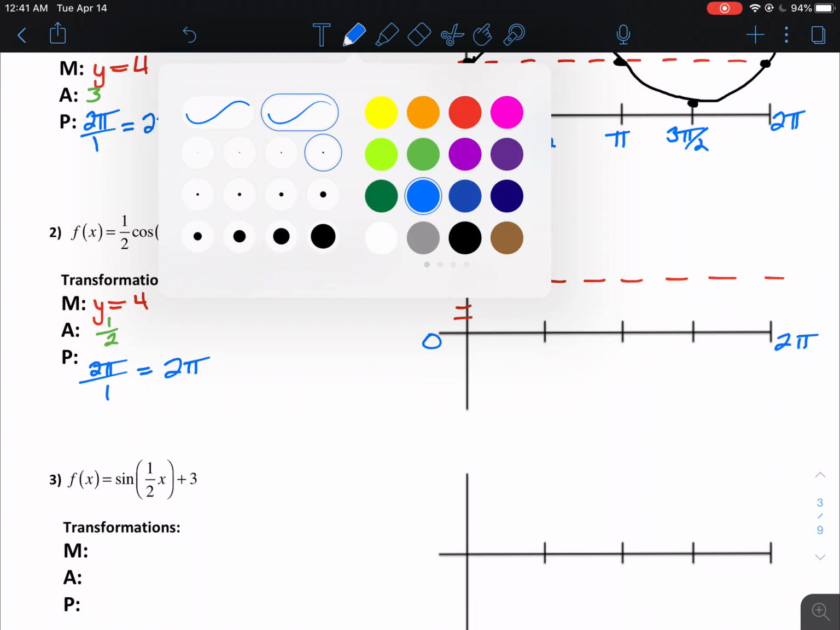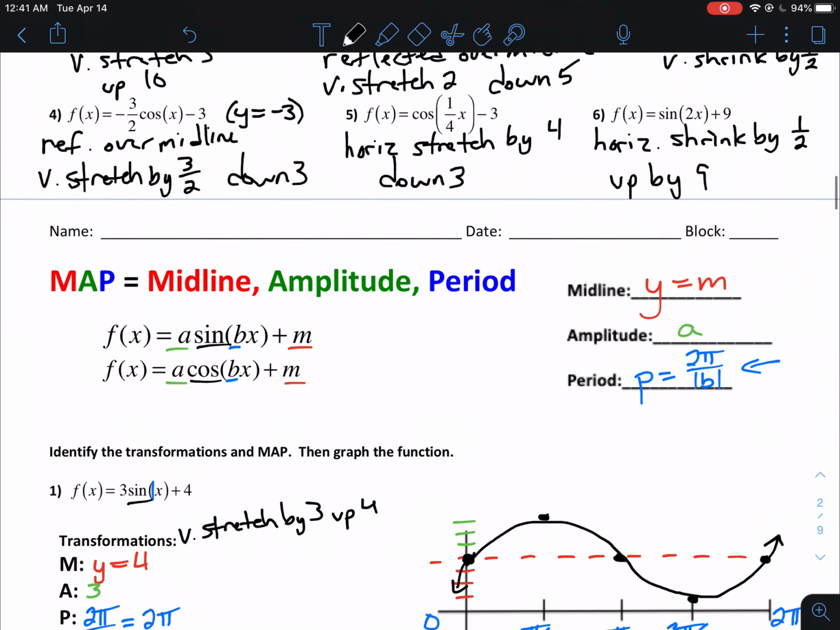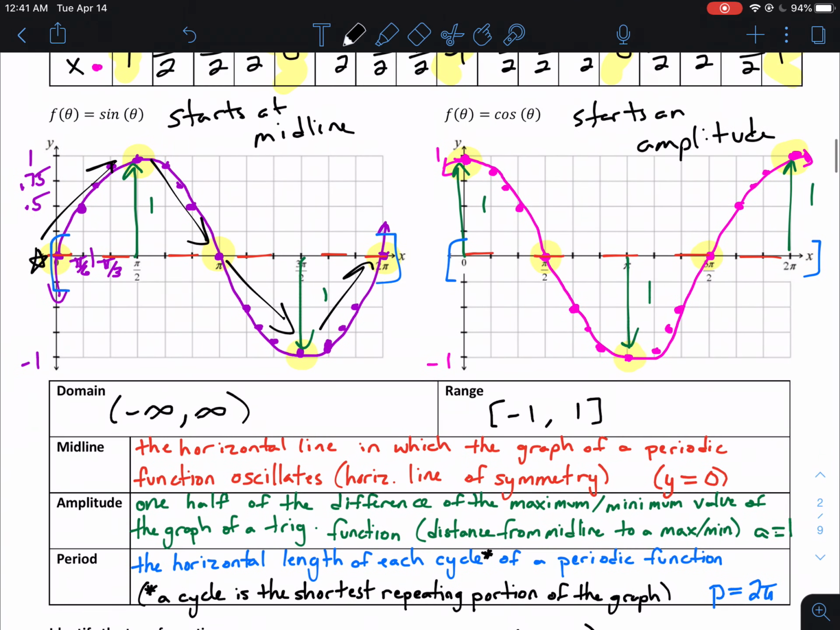Now here's where this one's going to start a little bit differently. Notice that this time, cosine actually starts at an amplitude. And then what it does is it goes down twice, up twice, which is really what sine does. It just starts in a different place.